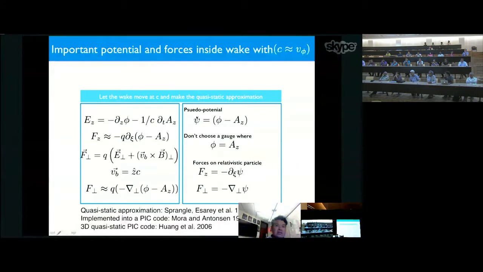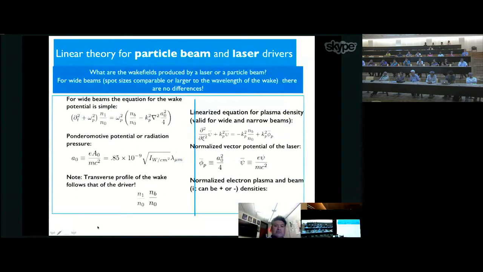So that means you want to think about a wake function or a pseudopotential psi, which is phi minus Az. I've seen papers where they chose a gauge where phi was equal to Az. If you do that, things become much more complicated. If you don't, then the forces are simply gradients of psi along the beam propagation direction and perpendicular to it. The quasi-static approximation, which uses these variables, was developed by Sprangle and Esarey, and then these ideas were implemented into PIC codes by Mori and Antonsen and my graduate student in a full 3D code. And I'll come back to that.